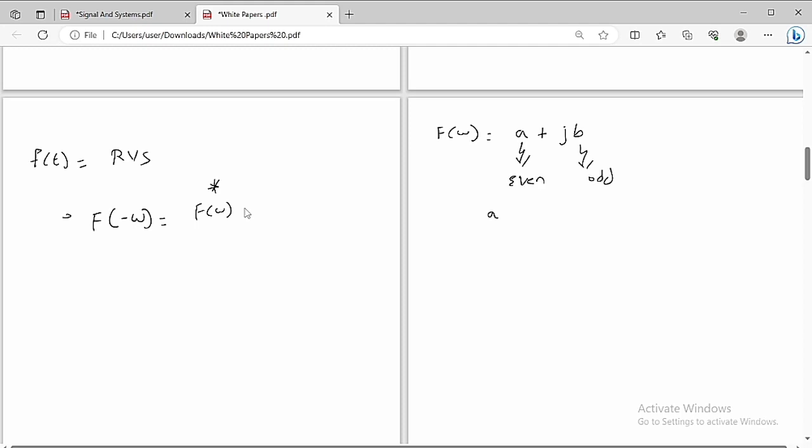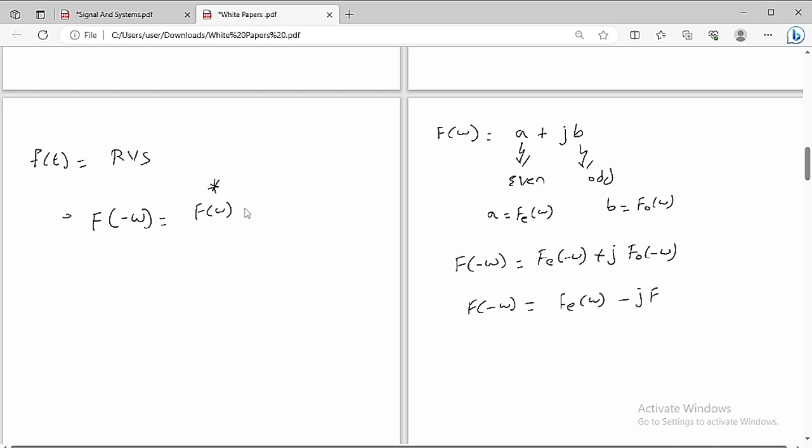So let me write A is equal to f e of omega and B is equal to f o of omega. If you replace omega by minus omega, then I get f e of minus omega plus j into f o of minus omega. So f of minus omega is equal to f e of omega, and the odd part becomes minus j f o of omega. This is nothing but f of omega whole conjugate. Therefore, f of minus omega is equal to f of omega whole conjugate.